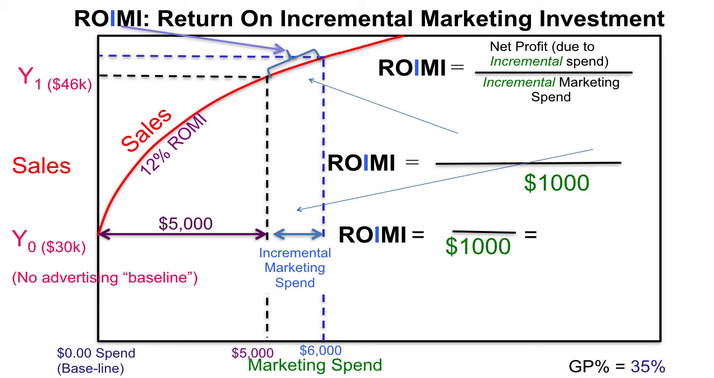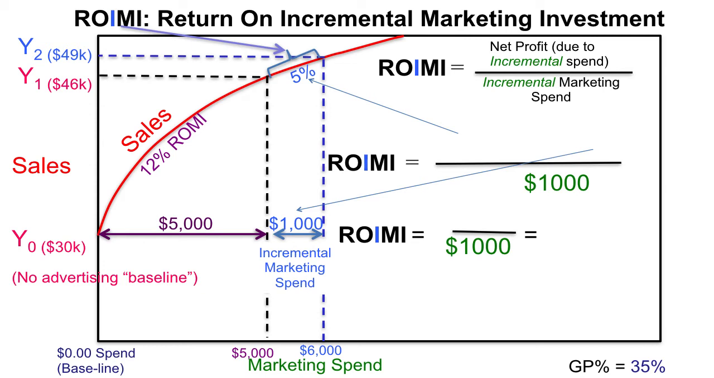Okay, don't worry about the calculation. What we're interested in is if we spend a little bit more incremental marketing expenditure, what will the return on incremental marketing investment be? In this case, we're spending another $1,000 more. It takes our sales from 46,000 up to 49,000. And so if we calculate that return on incremental marketing investment, it's only 5%.